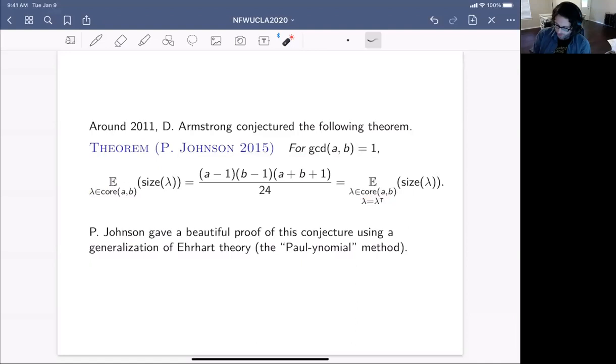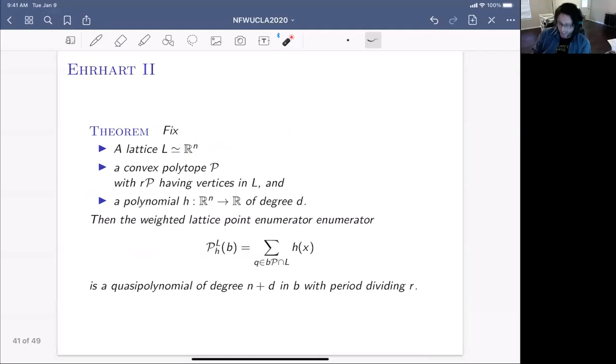And Paul Johnson, shortly after, gave a really beautiful proof of Drew's conjecture using a generalization of Ehrhart theory, which I've tentatively called the polynomial method. The idea here is now, instead of just counting the number of lattice points, what you can do is weight them by some polynomial. And if you do that, you are again guaranteed quasi-polynomiality. You can control the degree and the period. Okay, that's all you need. That's all we need from this, is just this generalization. Once you do that, now you've got your quadratic form, you're summing over things, you win, you win, you win.